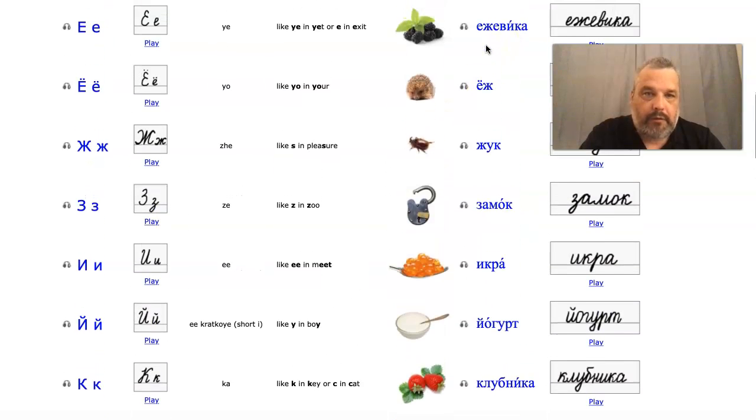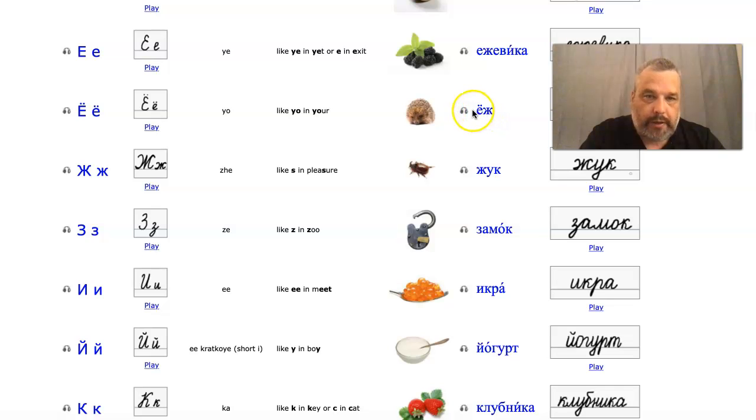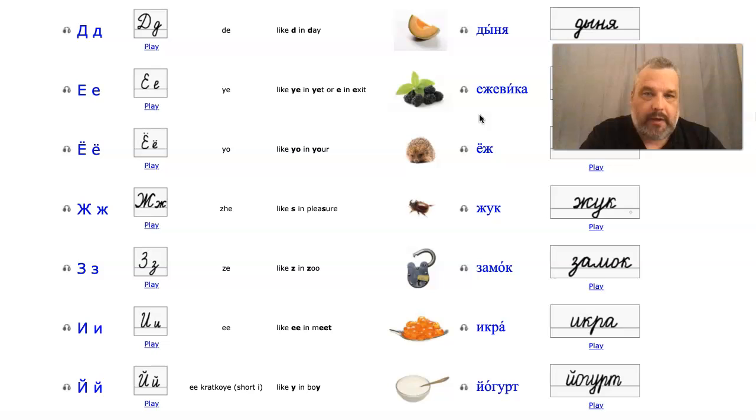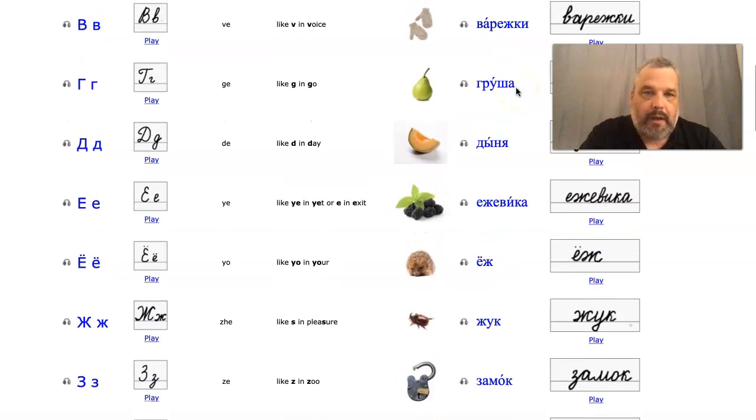Yoj, okay? When you have the yeh with the dots over it, it becomes yo. Remember Rocky. Yo, Adrian. Yoj. ZH, Yoj. That's a badger or a hedgehog, I should say. I'm sorry. And then here's yeh, and that is Yezhevika. Yezhevika. Okay, and that is a blackberry. Yezhevika. Yezhevika.